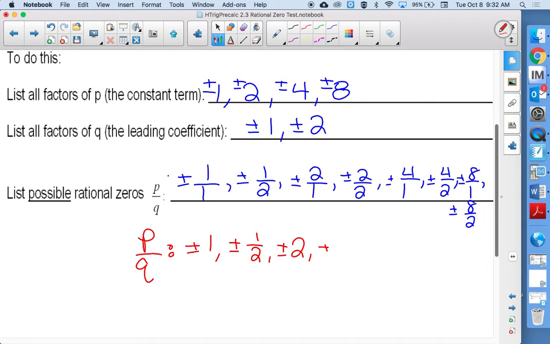And then we have 4 over 1, which is 4. 4 over 2 is 2. Again, I already got 2 on my list. And then I have 8 over 1, or just 8. 8 over 2 is 4.